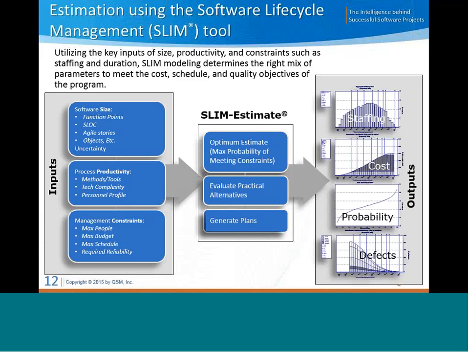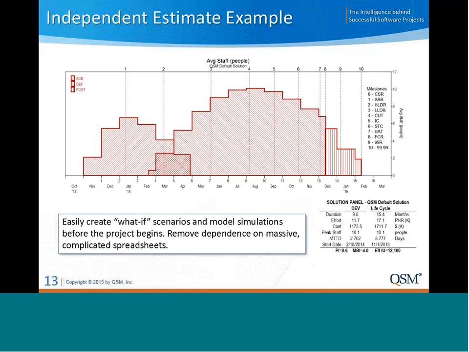So then the output of the SLIM tool is an estimate of the staffing curve, the cost, the schedule, a prediction of defects, as well as the probability of meeting key constraints. So this is very helpful in doing an independent estimate for the client, but then also when we receive bids from vendors, we can reconstruct them in the SLIM tool to see what level of productivity is implied by the bid that they've submitted.